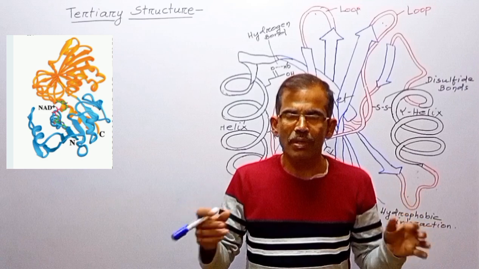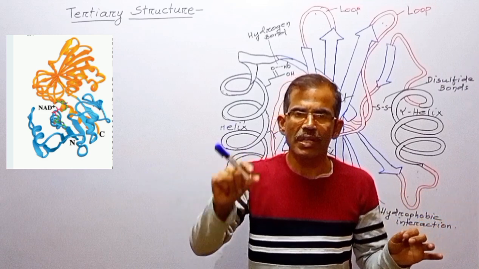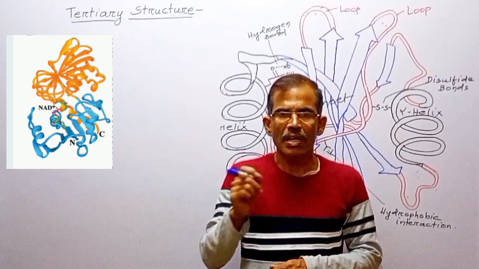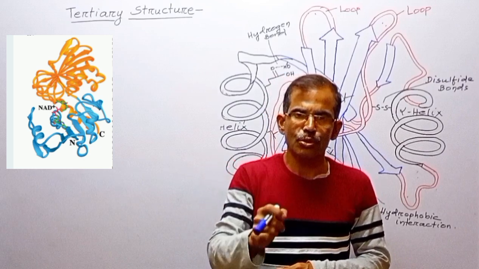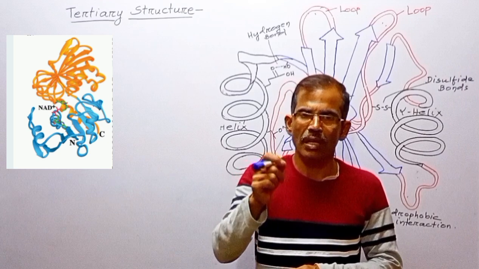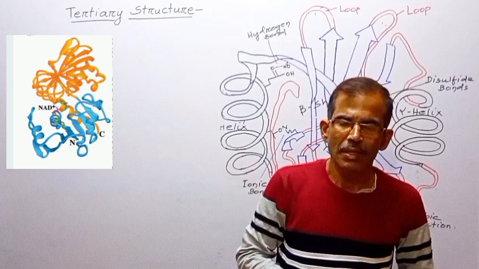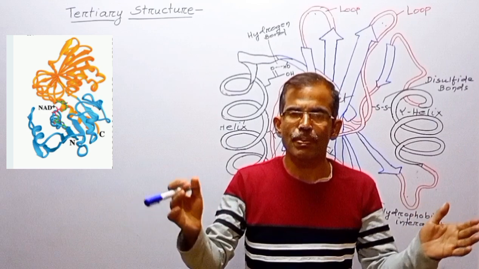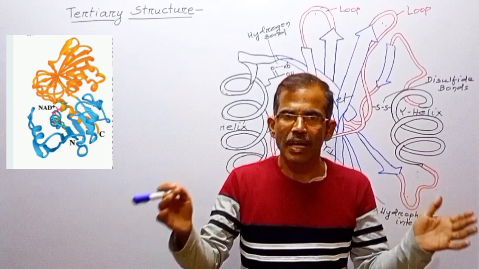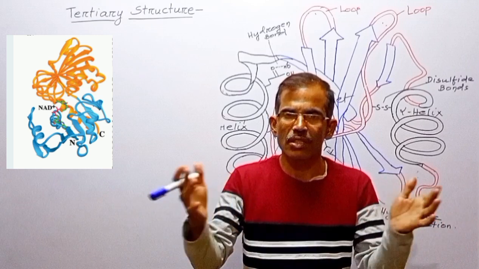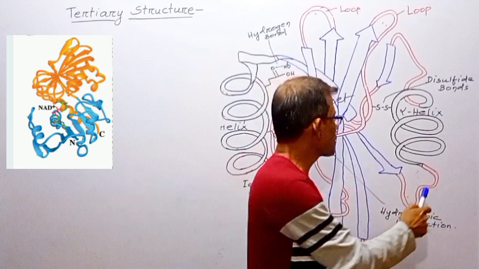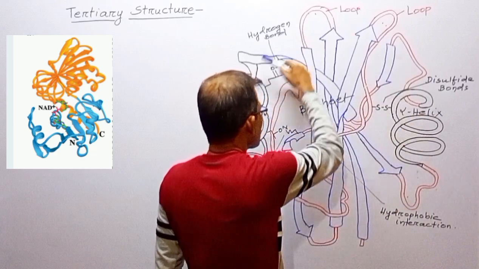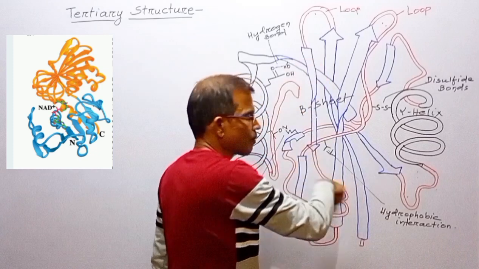So first of all, the polypeptide chain is folded to form secondary structural elements. Alpha helix and beta sheet are the two principal secondary structural elements found in proteins. These secondary structural elements are associated in specific patterns with the help of different types of loops and turns to produce the three-dimensional structure of a protein. This three-dimensional structure is the tertiary structure.